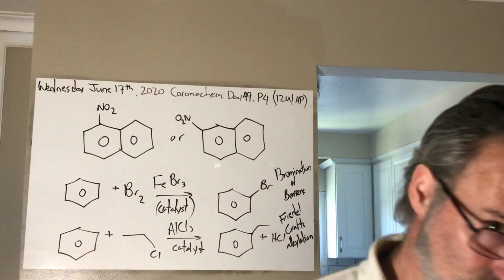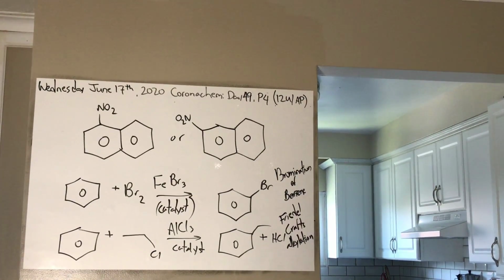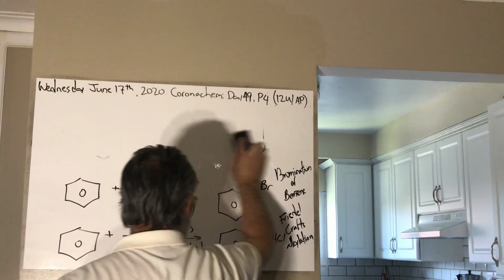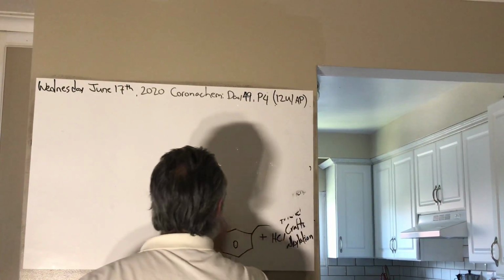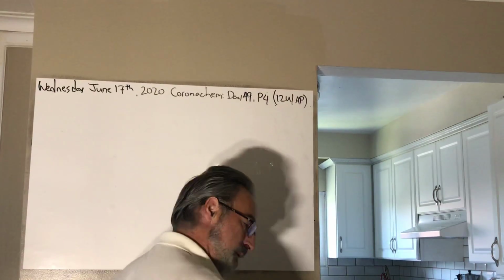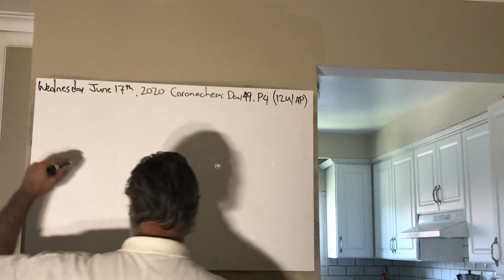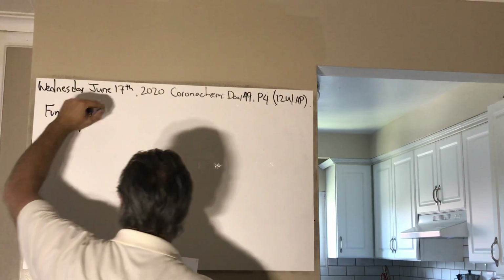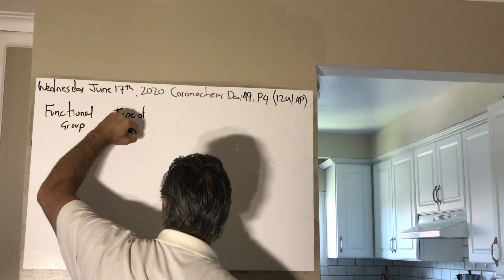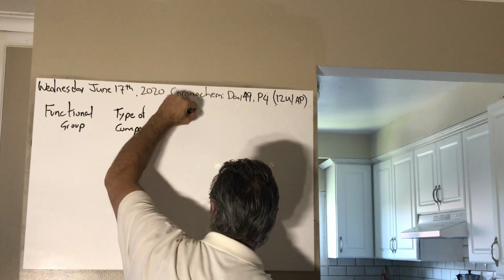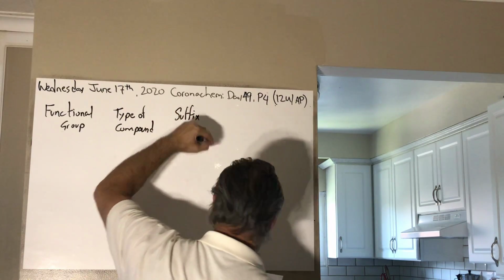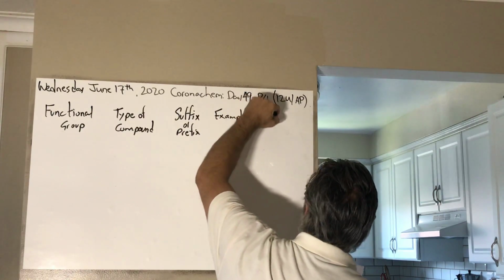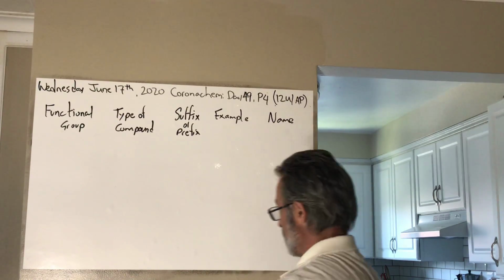Let's see how much time we have left, because I'd like to give you a chart. Yeah, we have 5 minutes. I'll give you at least part of it. And I'll give you all the functional groups that you should become familiar with. Like it or not, you will become familiar with them in university. So here's the functional group, type of compound, suffix or prefix, depending on how you have to name it, and an example and name using IUPAC, systematic naming.